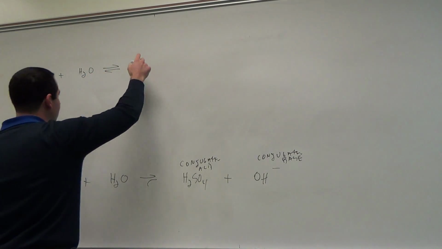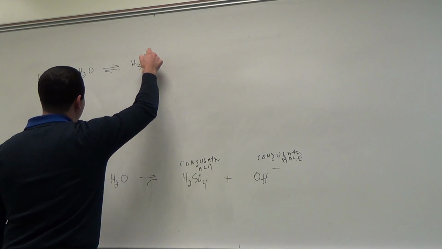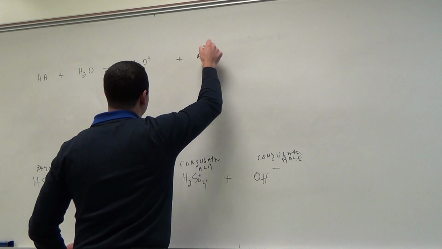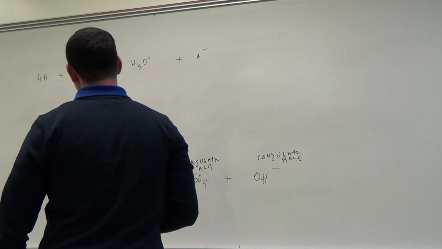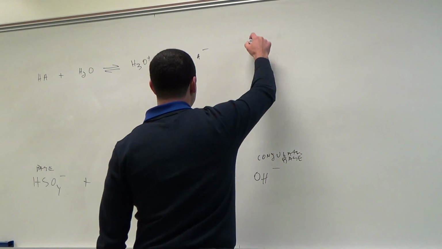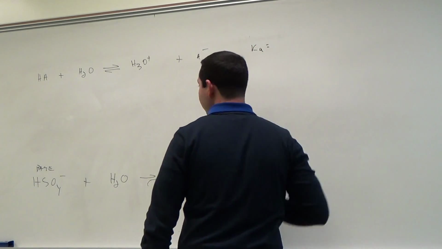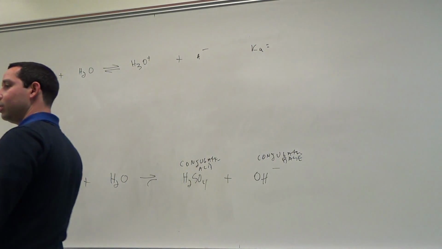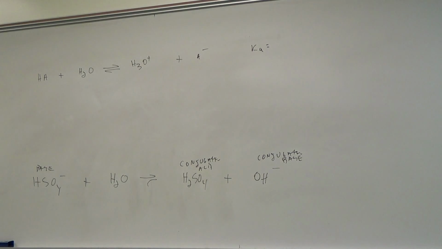How is this going to look like? H3O plus plus A minus. If they are weak acids, they will have something called an equilibrium constant. This equilibrium constant is called Ka.